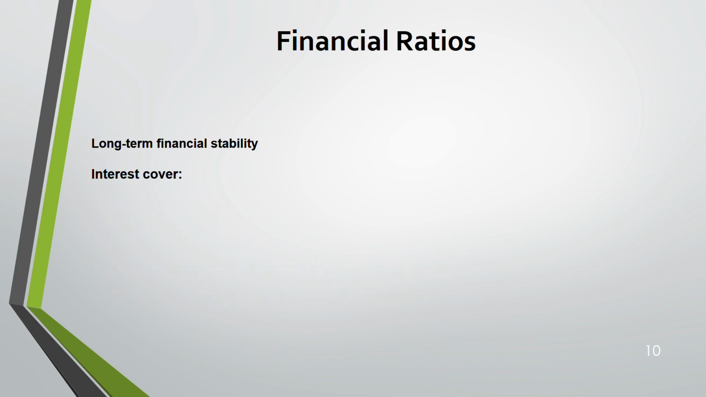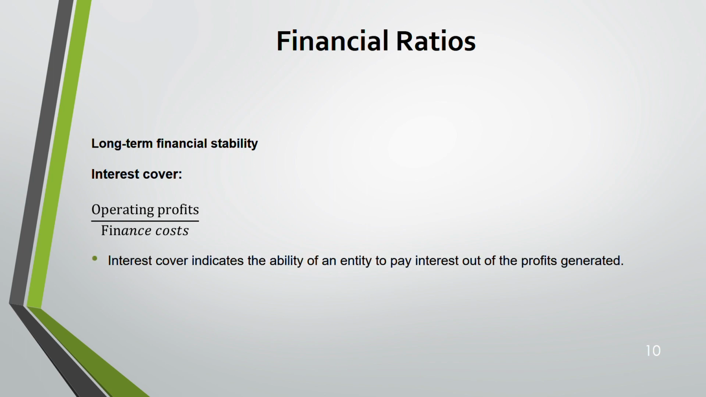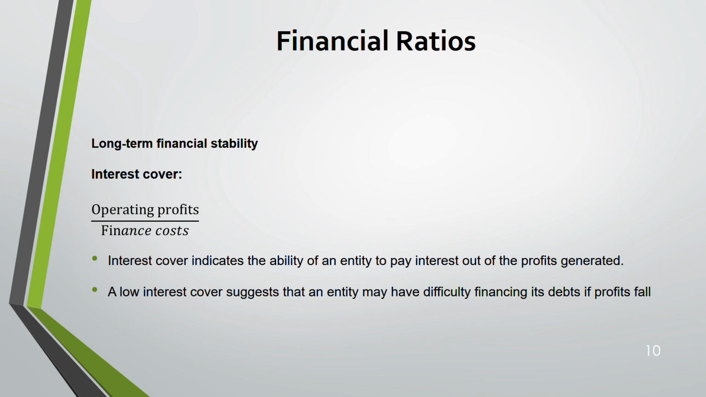Next, under the same long-term financial stability, we have interest cover. Formula is operating profit divided by interest, finance cost. This interest cover shows with your profit how much you are able to pay your interest. Okay. Higher the cover, better it is. But lower the cover, not good. Why? That means you are having difficulty in paying your interest with the fall in profit. If your profit falls, will you be able to finance your debt? Will you be able to pay the interest? It becomes very difficult. Low interest cover shows that.